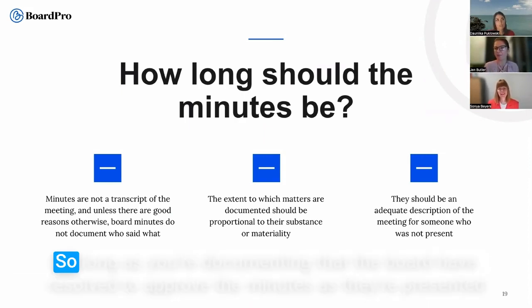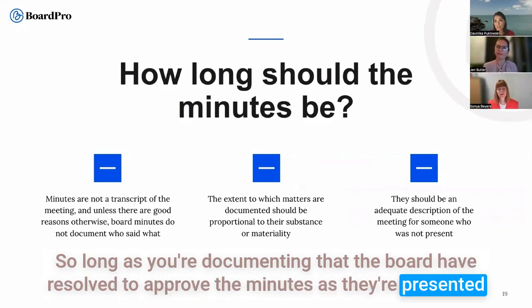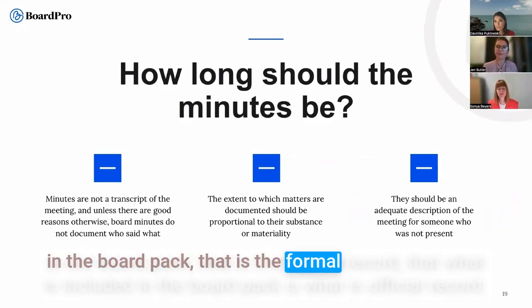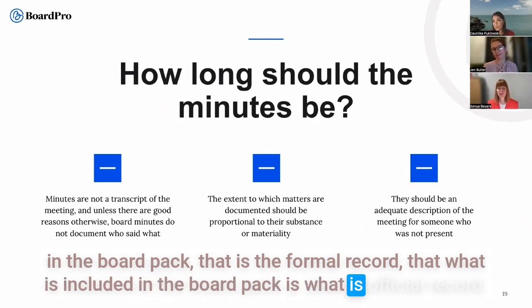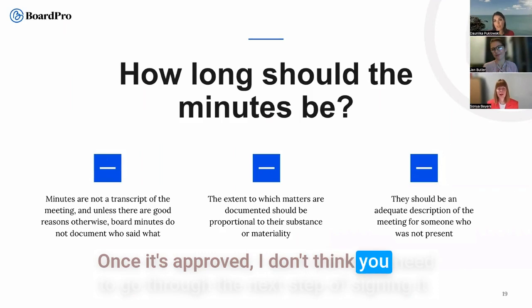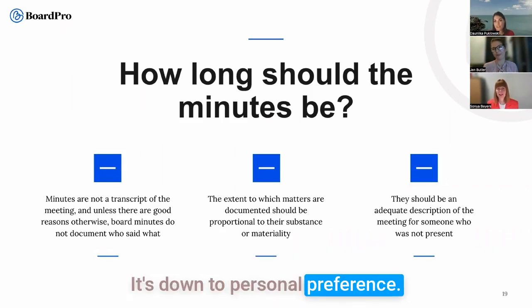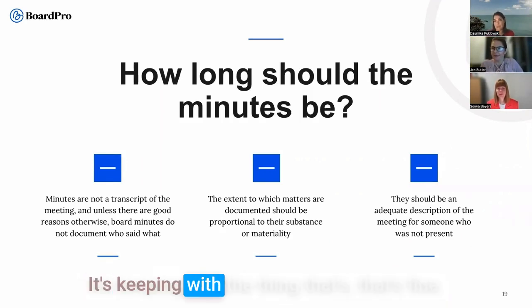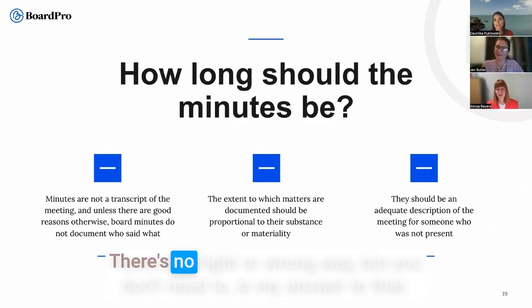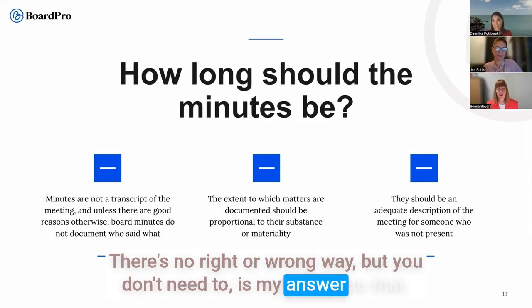I think so long as you're documenting that the board have resolved to approve the minutes as they're presented in the board pack, that is the formal record, that what is included in the board pack is the official record once it's approved. I don't think you need to go through the next step of signing it. It's down to personal preference. Some companies, that's what they want to do. That's the legacy. It's keeping with the tradition. That's fine. It's down to opinions of who wants to do what. There's no right or wrong way, but you don't need to, is my answer to that.